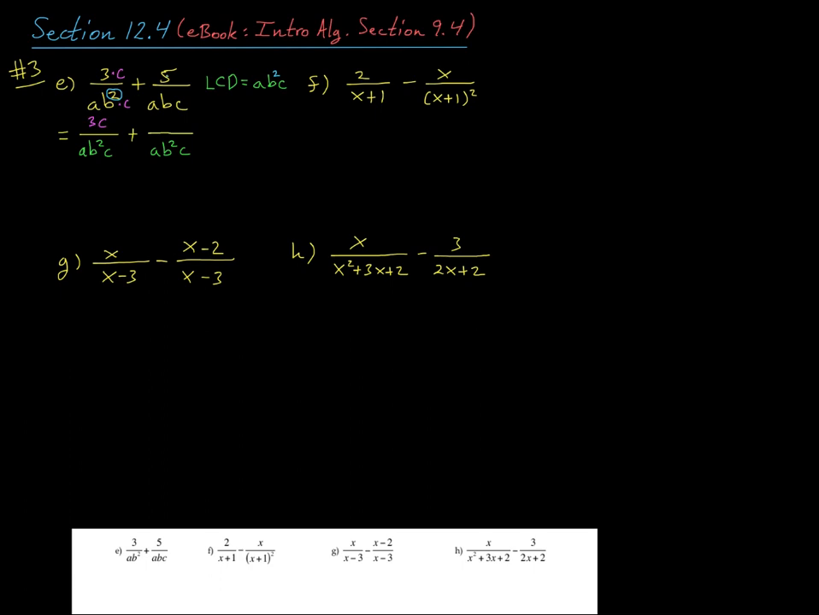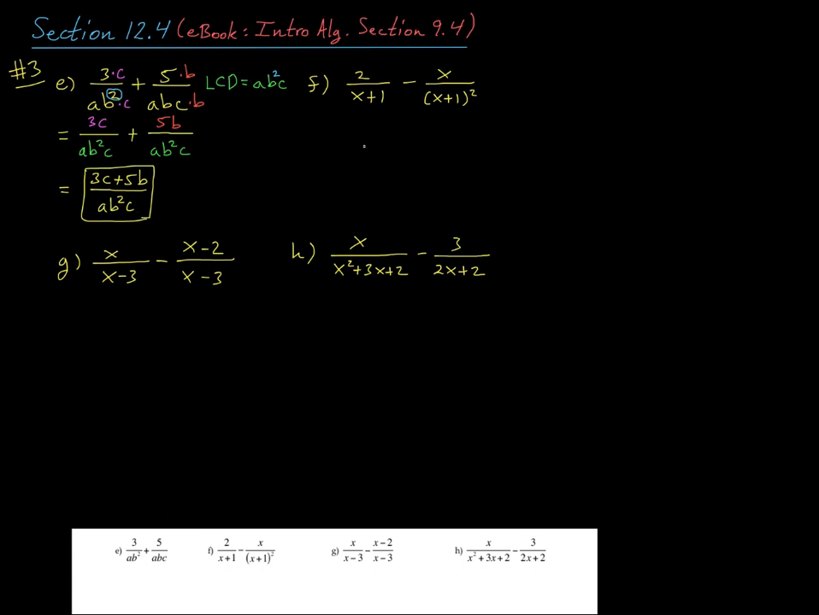Okay. For 5 over abc, well, I'm missing here a b. So I'll multiply this by b and this by b. And that's going to give me a 5b. And now I can go ahead and just combine numerators. I have 3c plus 5b. And then that's all going to be divided by that common denominator of ab squared c. All right.